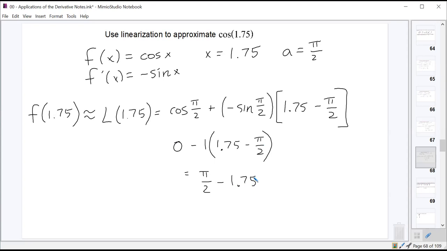Well, it doesn't quite help us to just have that. It might be nice to know what that approximately comes out to be, and we can compare it to the true value from our calculator of cosine of 1.75. So let's go ahead and look in our calculator again.